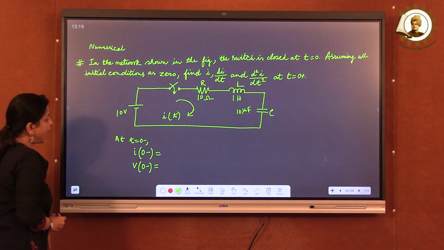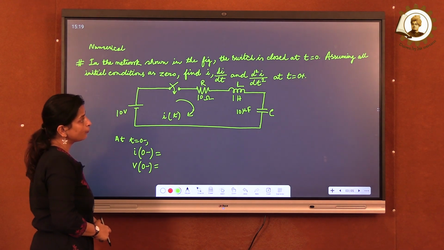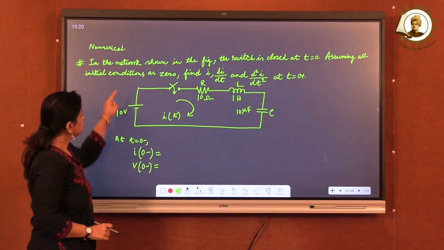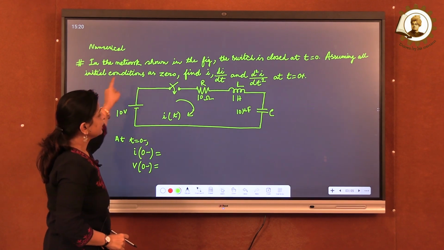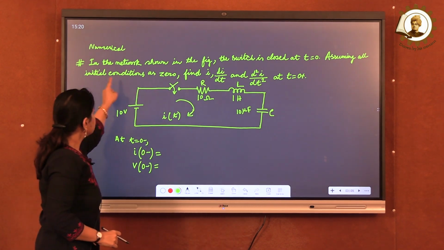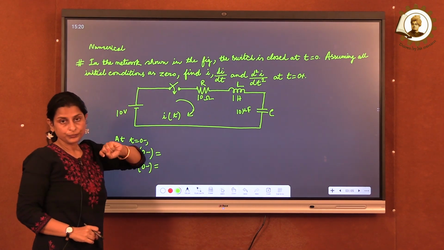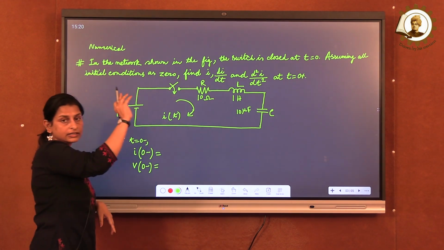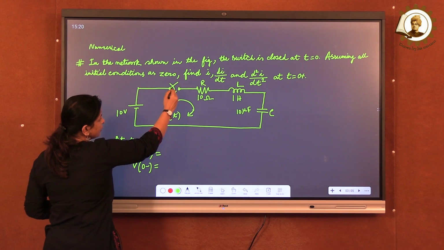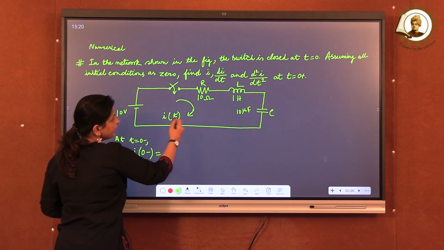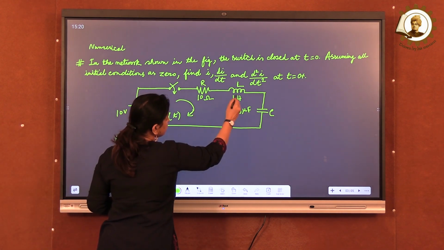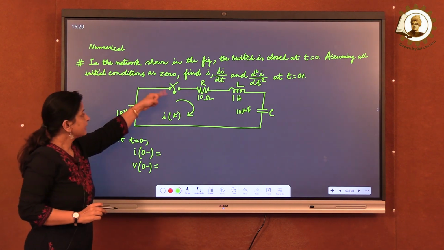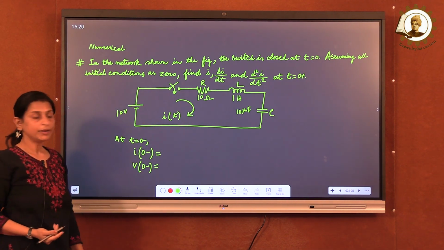So at t equal to 0 minus, we need to know what will be the current and what will be the voltage. Now it is written here in this numerical, assume all initial conditions are 0. So obviously there is no charge stored in the inductor and the capacitor, and the switch is open. So obviously no current is flowing through the elements, inductor, capacitor and resistor. There is no current flowing through it and the circuit is open. So obviously the current will be 0.